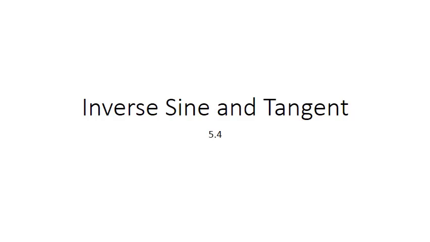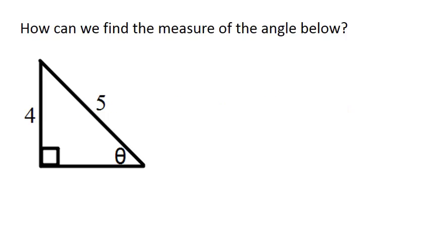Okay, so we've talked about inverse cosine before, and we've used that now to solve backwards in the law of cosines to find missing angles of side-side-side triangles. Today we're going to start looking at the inverse sine and tangent functions. So a question we might be thinking about is, if we were given a right triangle like this one, how would we find the angle theta below?